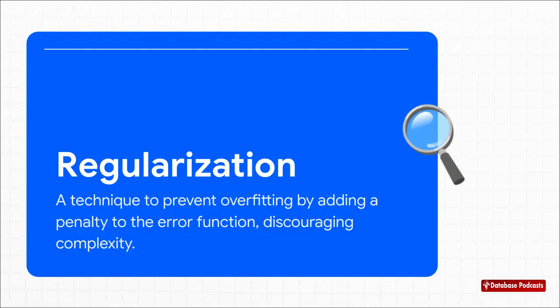One of the best weapons we have is a technique called regularization. It's a really smart idea. Basically, when we're training the model, we don't just tell it to minimize its errors. We also add a penalty for being too complex. This forces the model into a trade-off. It has to find a way to fit the data well without letting its own complexity get out of control.